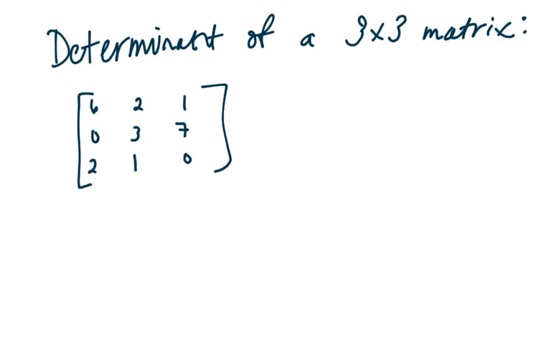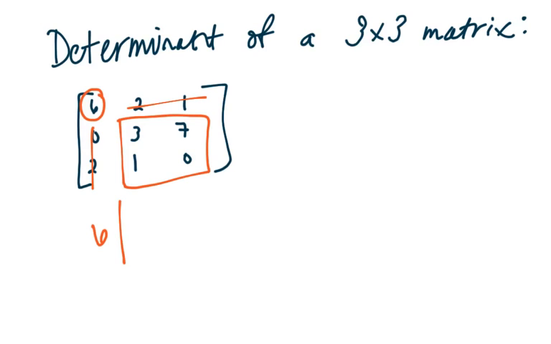Okay, so what you essentially do is I always pick the top row. And what you do is you take the first value of the top row, so this would be a 6, and then you would multiply it by the determinant of the submatrix that gets created when you cross out the same row and column that you're in. Okay, so it'd be 6 times the determinant of 3, 7, 1, 0.